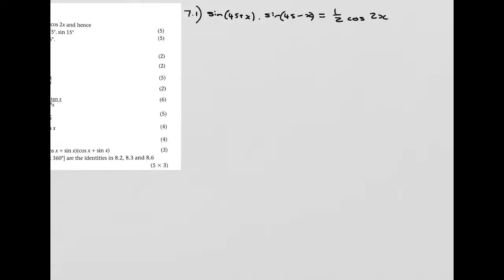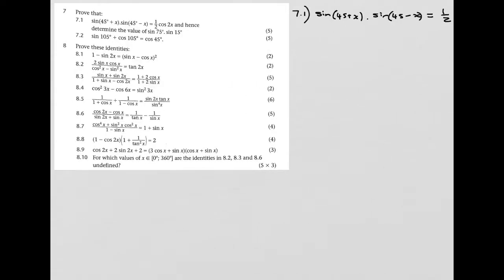Alright, Matrix, this is the next part of that worksheet that I put up. Question 7 and question 8, more proving identities with a little bit extra on top of it. So for number 7.1, it says, prove that sine(45 + x) sine(45 - x) is going to equal a half cos 2x, and hence, that word hence is key here, means you need to use what they just asked you to do in order to determine the value of sine 75, sine 15 without a calculator.